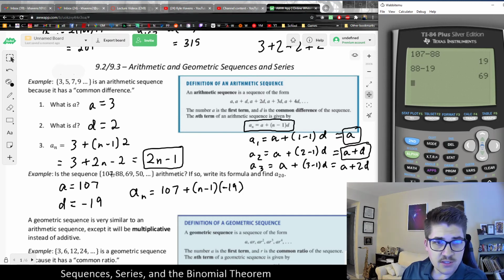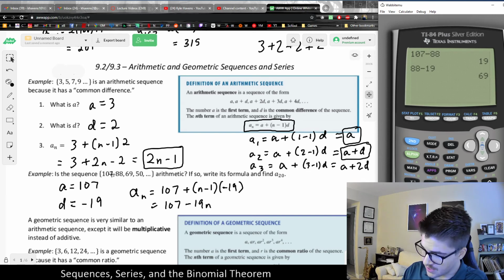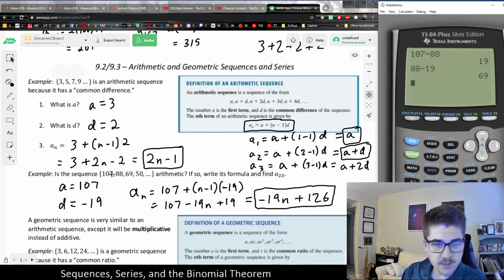And I could then use the distributive property to clean up the formula a little bit. So this would be 107, then I have n times negative 19, which is negative 19n, and then negative 1 times negative 19 is plus 19. And so this would give me negative 19n plus 107, that should be 126, 107 plus 19. And here we would have the general formula for this sequence.